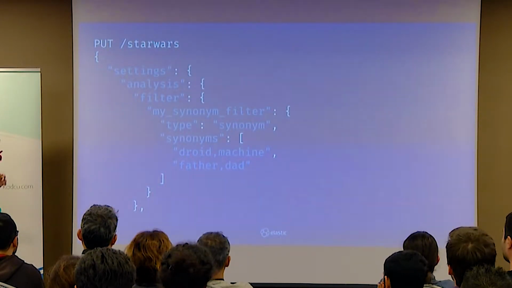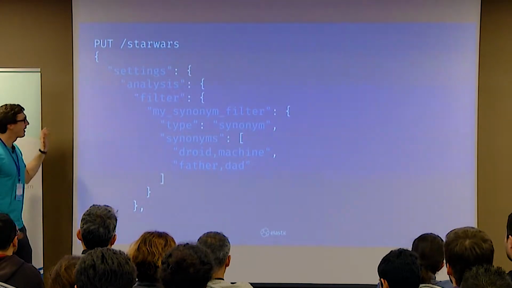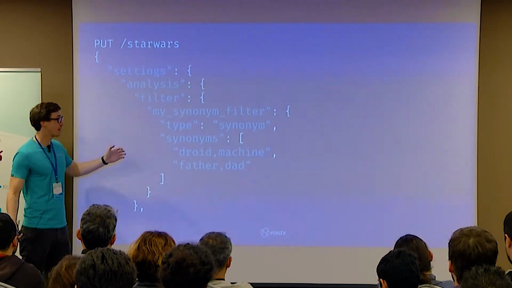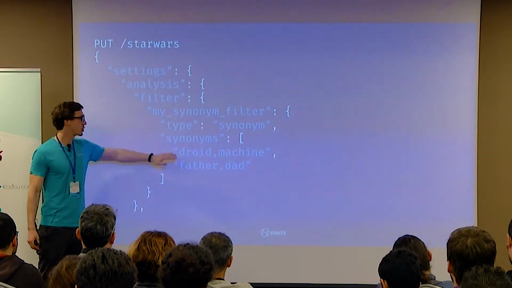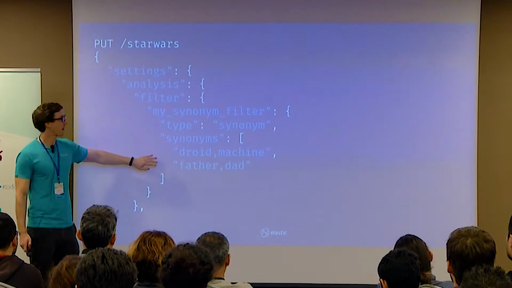So we can actually now store stuff. So far we've only analyzed it, we want to store it now. The first thing which we're adding, which you don't get in a database, for example, is synonyms. So I want droid and machine and father and dad to be equal. So we'll store that as a synonym.